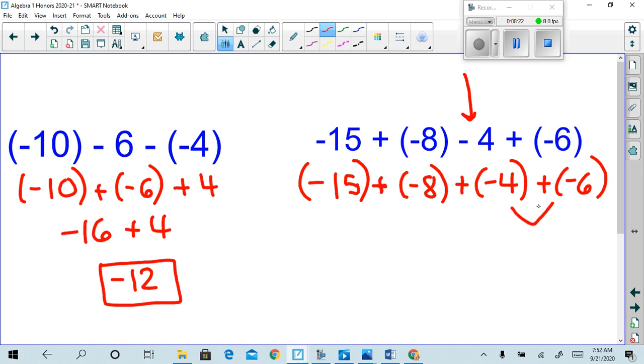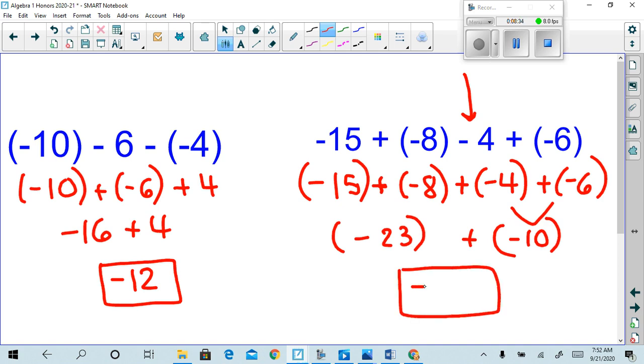I could easily say, oh, this is a negative 10 if I wanted to. I could then say, well, this is a negative 23. I could use my left to right rule. Ultimately, I should get a negative 33. If I've made an error, you'll bring it to my attention because I'm doing these kind of quickly, but hopefully they're correct.